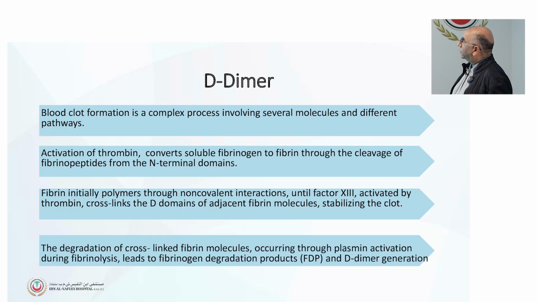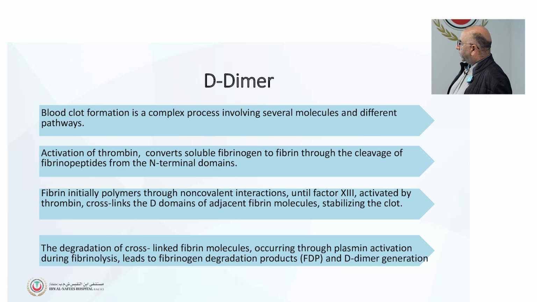So we know the complexity of the coagulation cascade in our body. The activation of thrombin converts soluble fibrinogen to fibrin through cleavage of fibrinopeptides from the N-terminal domain. And this fibrin will polymerize together, and factor 10 will be activated. And thrombin activates the cross-linking of the D domain of adjacent fibrin molecules, stabilizing the clots.